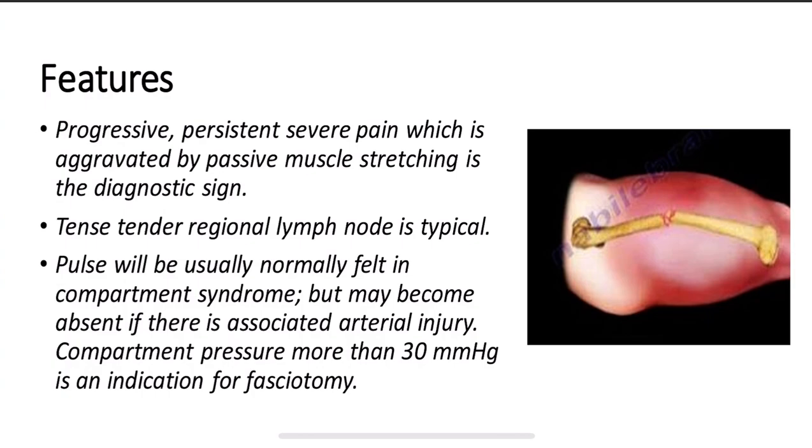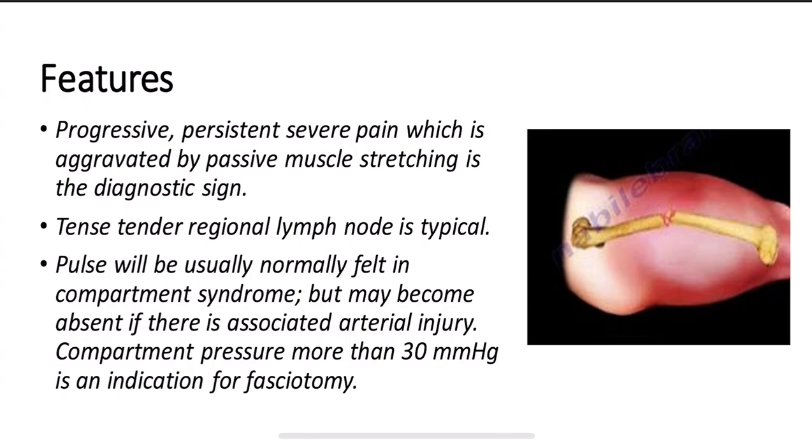Moving on to the clinical features, there is a progressive, persistent, severe pain which is aggravated by passive muscle stretching. This is the diagnostic sign. When the physician does passive muscle stretching, it causes persistent progressive pain, and this pain is aggravated with the stretching. The tense, tender regional lymph nodes will be very typical. They are very painful and tender.